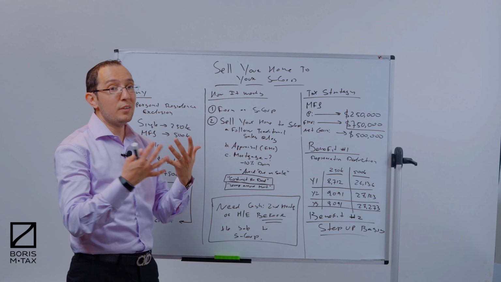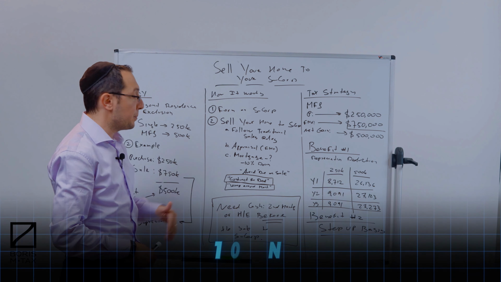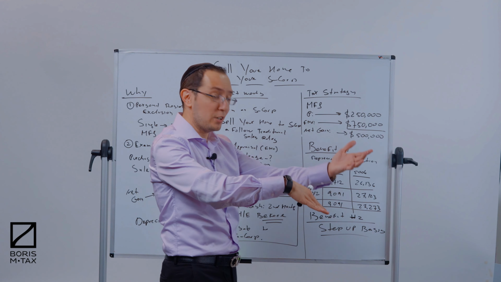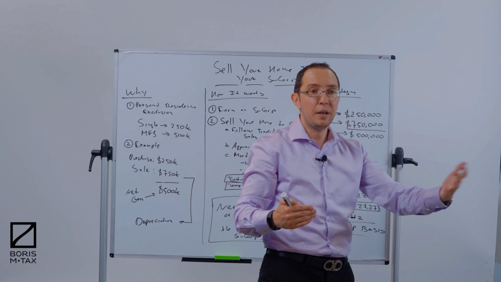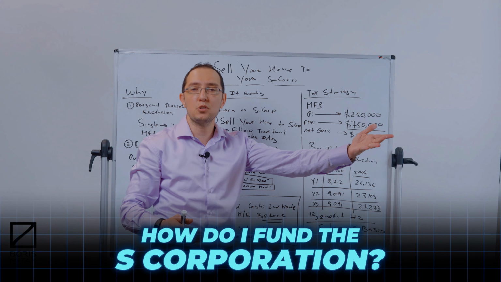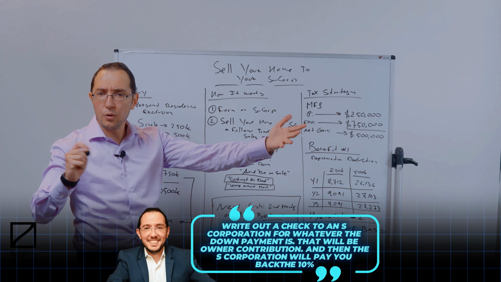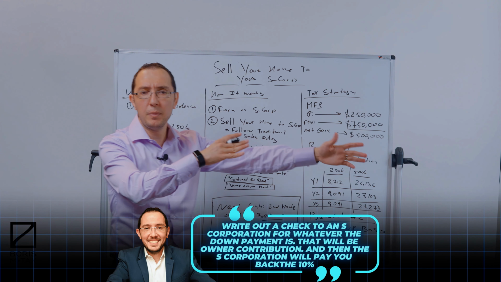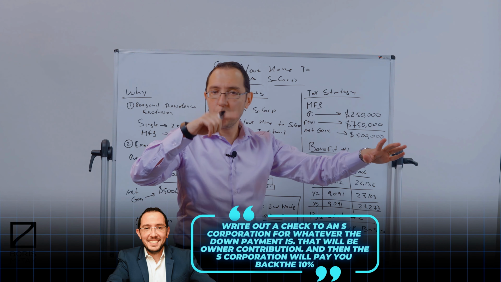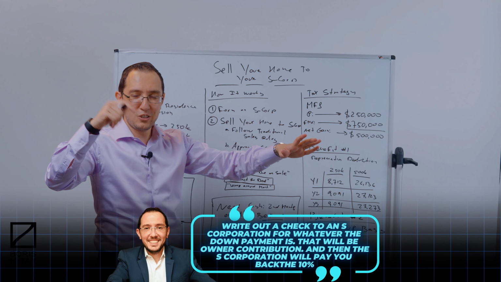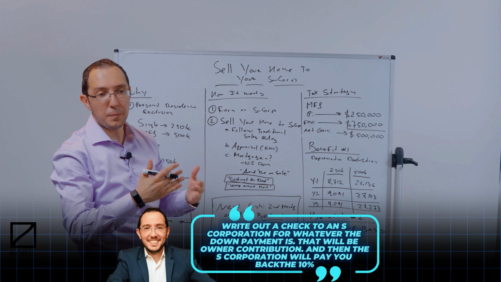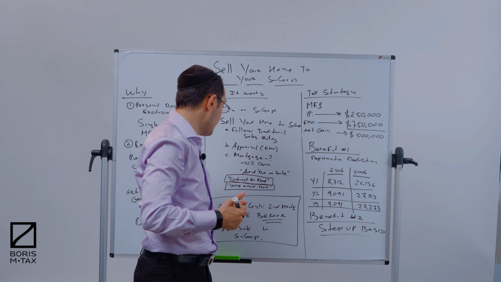Now, also, if there is a mortgage, try to put 10% down. You might say, well, Boris, I've got an S-Corporation that you said I need to form, I followed the checklist, but I don't have the money to put down in the S-Corporation. How do I fund the S-Corporation? Very simple. Write out a check to the S-Corporation for whatever that down payment is. That will be owner contribution. I have a lot of videos about owner contribution and distribution, check them out in the description below. And then the S-Corporation will pay you back the 10%. Done deal. That will be the down payment.